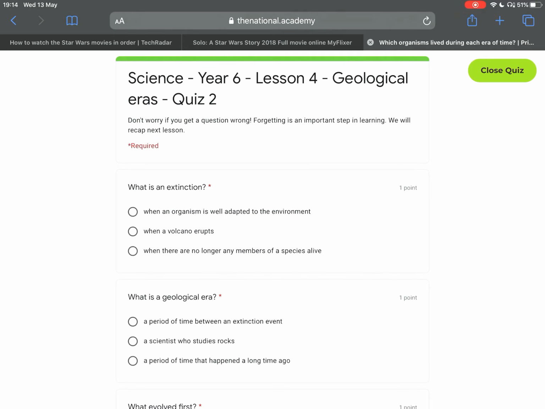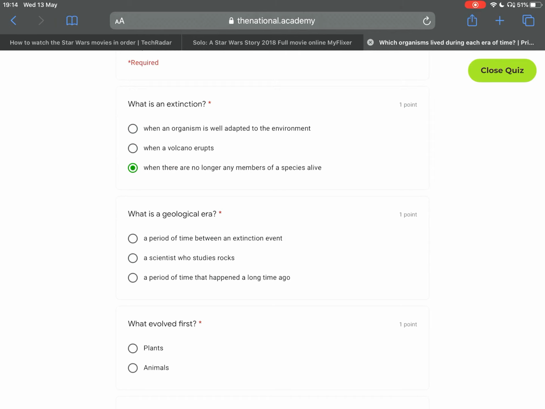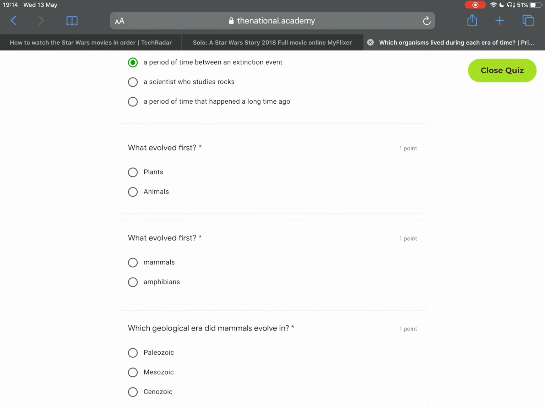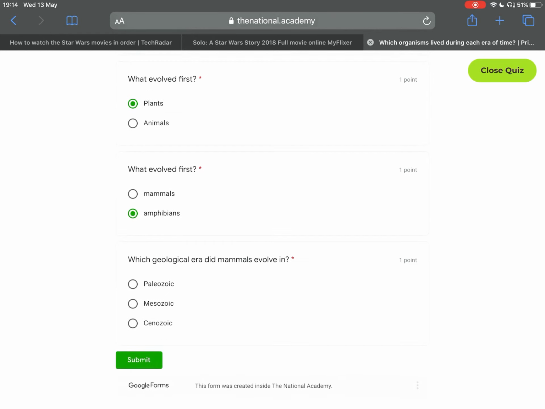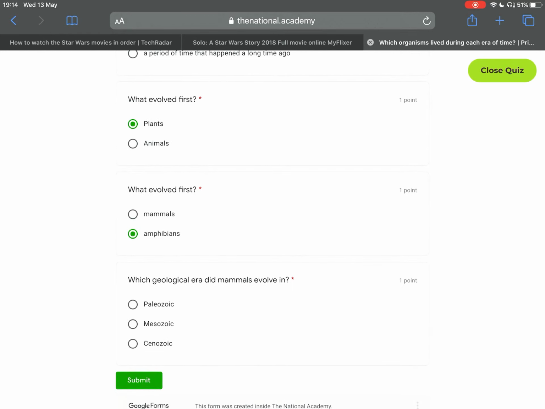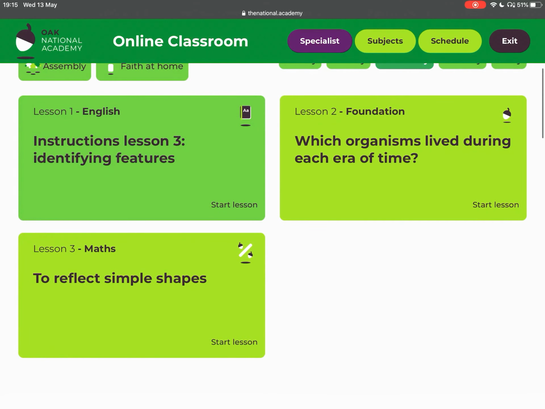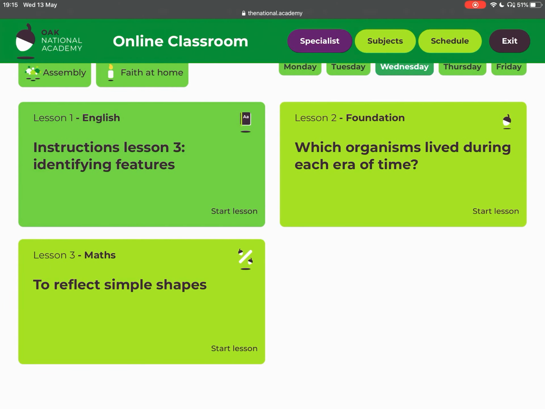What is extinction? That's when there are no longer any members of a species alive. What is a geological era? It's a period of time between an extinction event. Which evolved first? That would be plants. Which evolved first? Amphibians. Which geological era did mammals evolve in? That would be Mesozoic. After that, you would have done your foundation, and you just have maths to do.